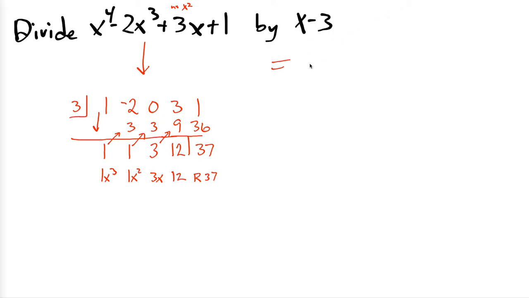Okay, so then we have x cubed plus x squared plus 3x plus 12. And then instead of writing remainder 37, I've got 37 of the x minus 3's left over.